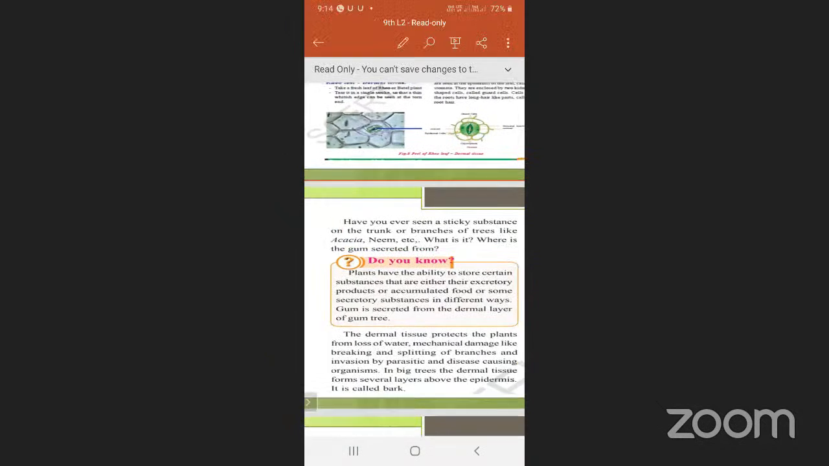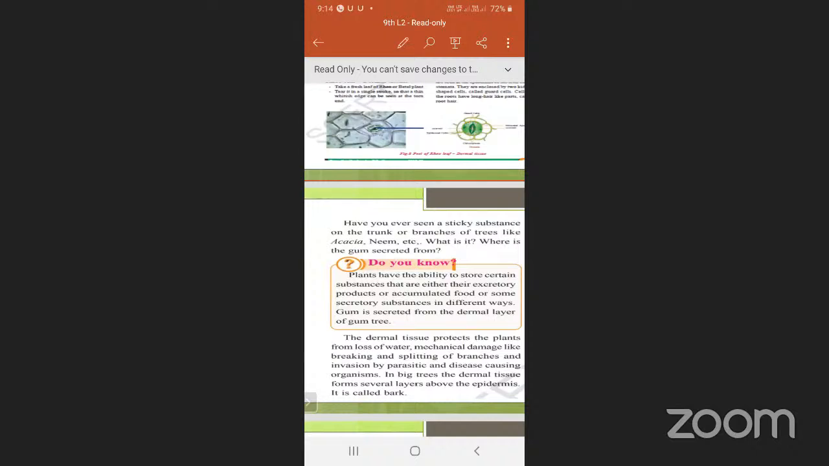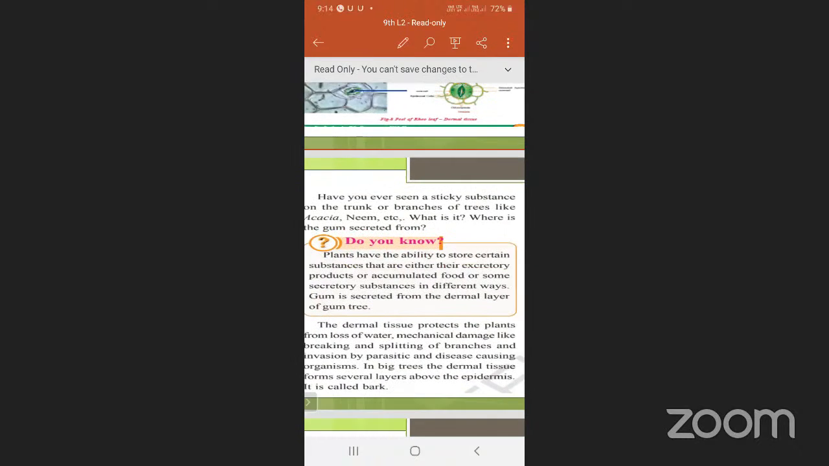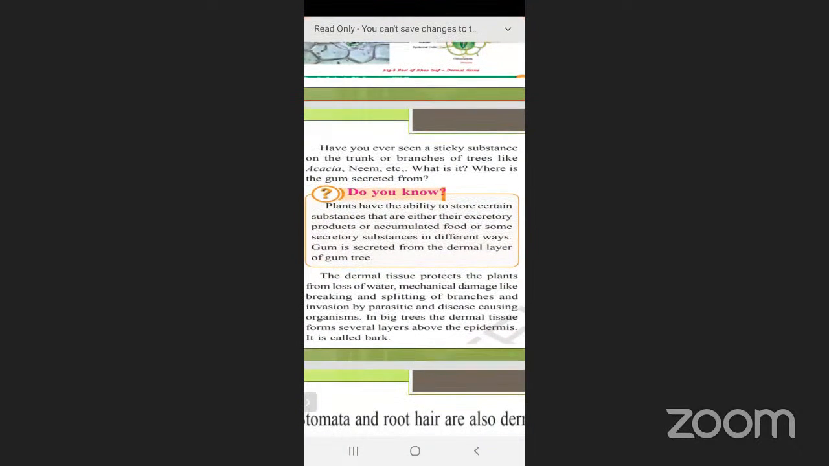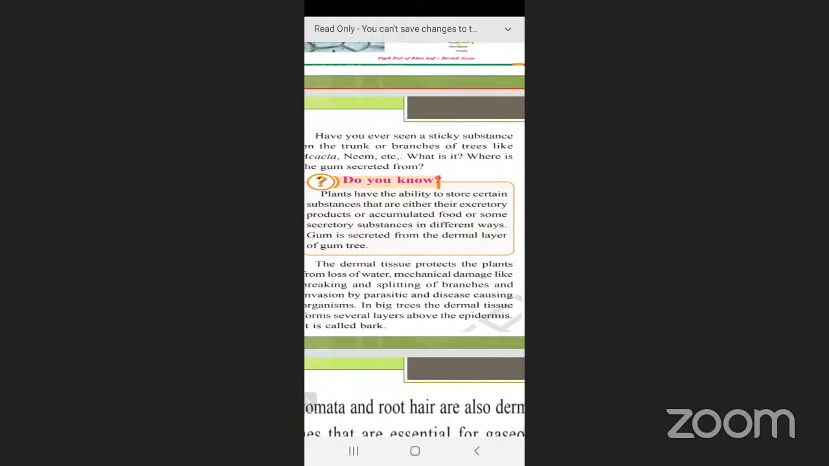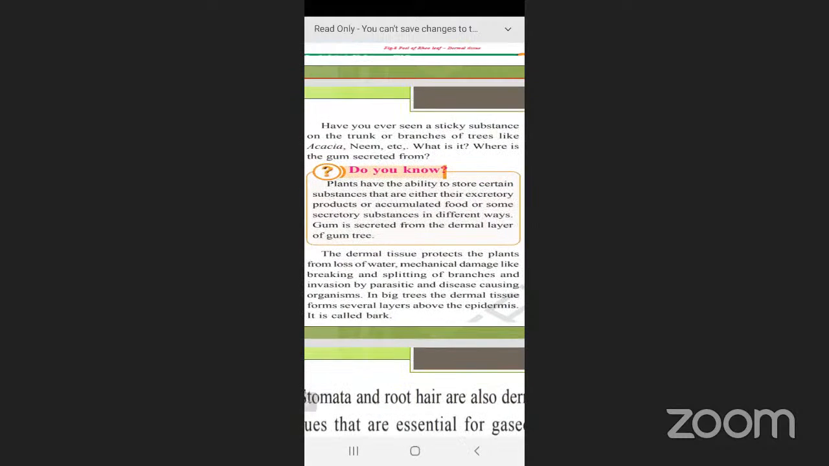Next, see here. Have you ever seen a sticky substance on the trunk or branches of a tree like acacia and neem? What is it? Where is the gum secreted from? Do you know? See here, plants have the ability to store certain substances that are either their excretory products, accumulated food, or some secretory substances, in different ways, children.